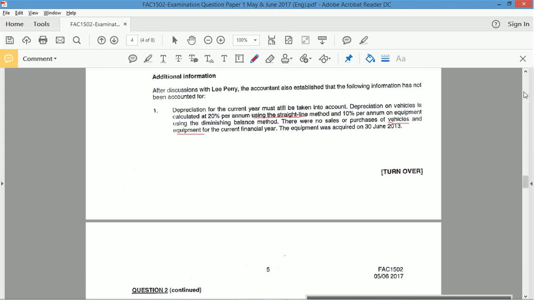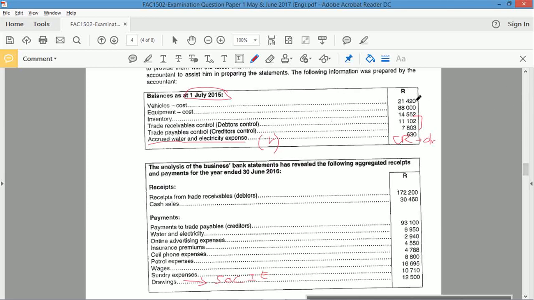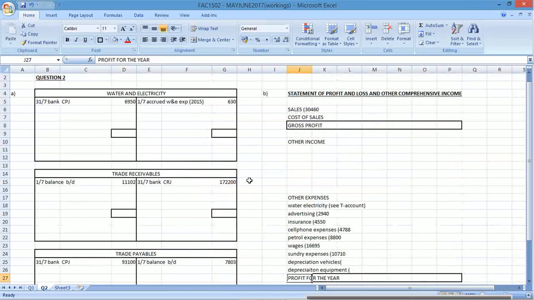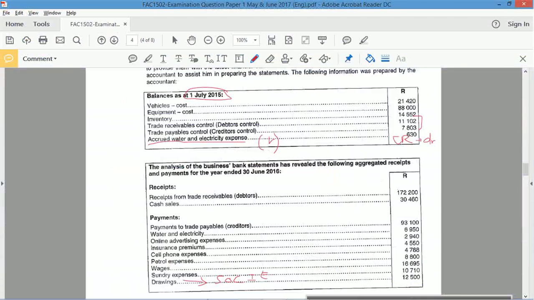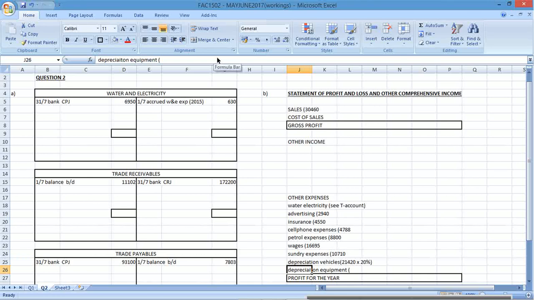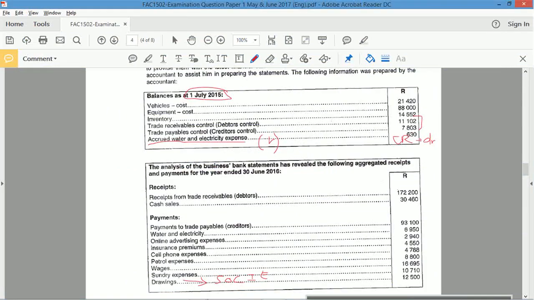Yes, so we need to go back and we need to look at that. 21420. There's your depreciation for vehicles. 21420 times 20%, right? Yes. 21420 at 20%. Great.